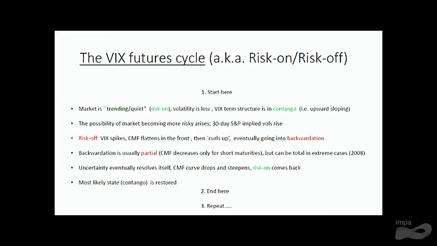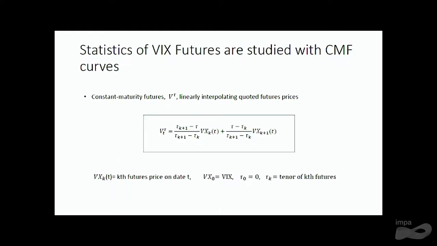And uncertainty eventually resolves itself. The CMF curve steepens. Risk on comes back. Then the most likely state, contango, is restored. That's the end of the cycle. And then repeat it again the next time you have some news. All right, so this is the cycle, risk on, risk off. This is what we trade. So how are we going to try to get some statistics on this? I already told you what happens.